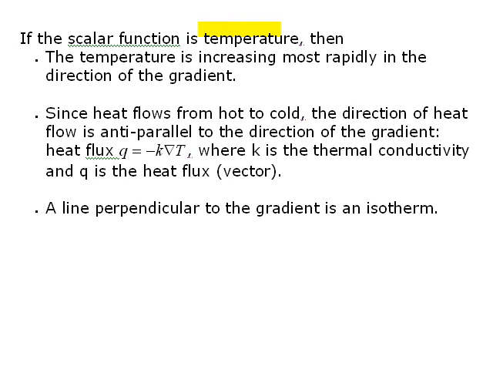If you're thinking about temperature, then the temperature is increasing most rapidly in the direction of the gradient. But notice that heat will flow from hot to cold. So the direction of heat flow, sort of like the direction of water flowing, would be anti-parallel to the direction of the gradient. Here is the equation for heat flux. Q equals minus K times the gradient of the temperature. So there you see some constant times the negative of the gradient, anti-parallel to the gradient. Now, any line perpendicular to the gradient is an isotherm. Remember that iso means the same, and so an isotherm would be a contour line of the same temperature.